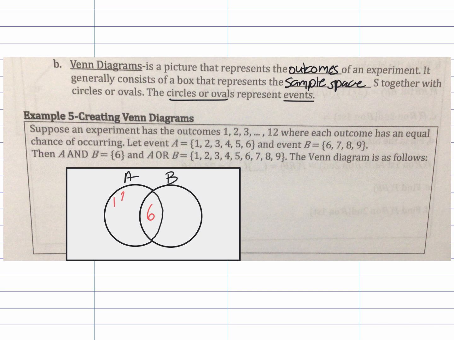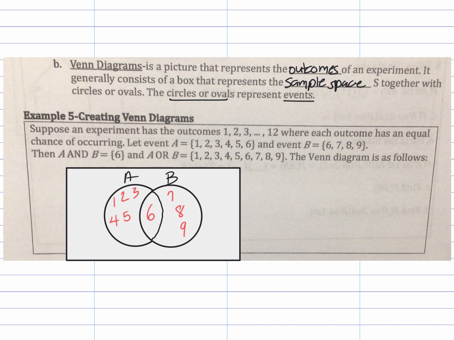We have 1, 2, 3, 4, and 5. 6 belongs to both, so I don't put it twice. And then B would be 7, 8, and 9. Now, since this set went all the way to 12, I'm going to let the remainder of the numbers that aren't present in events A and B just be outside in the rectangle.